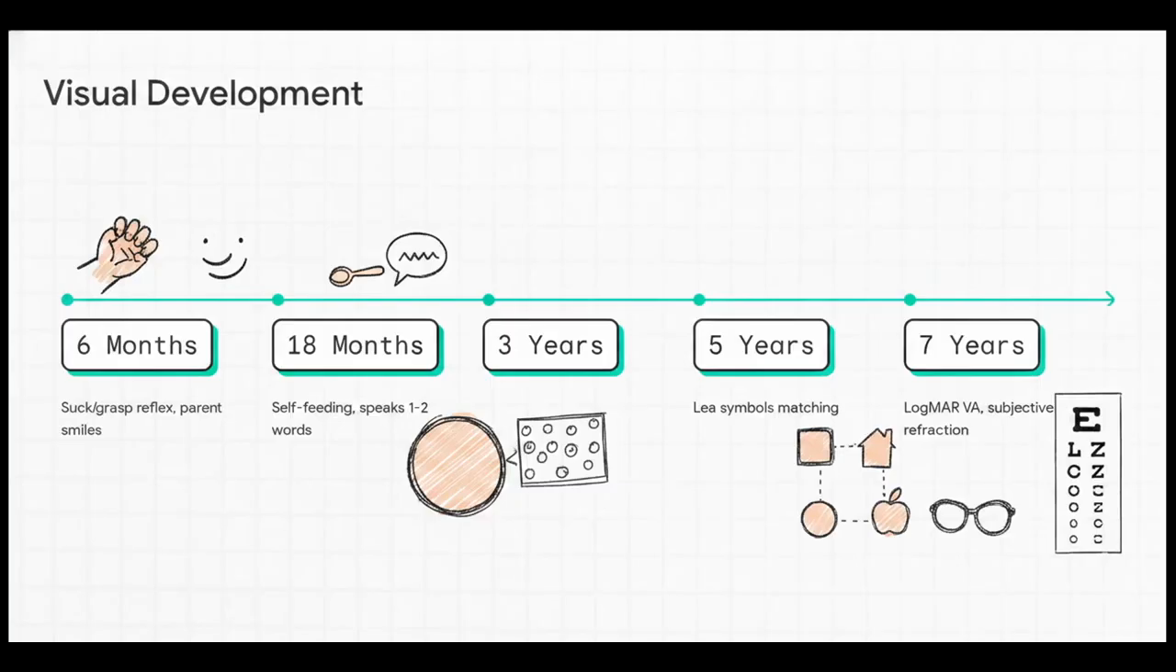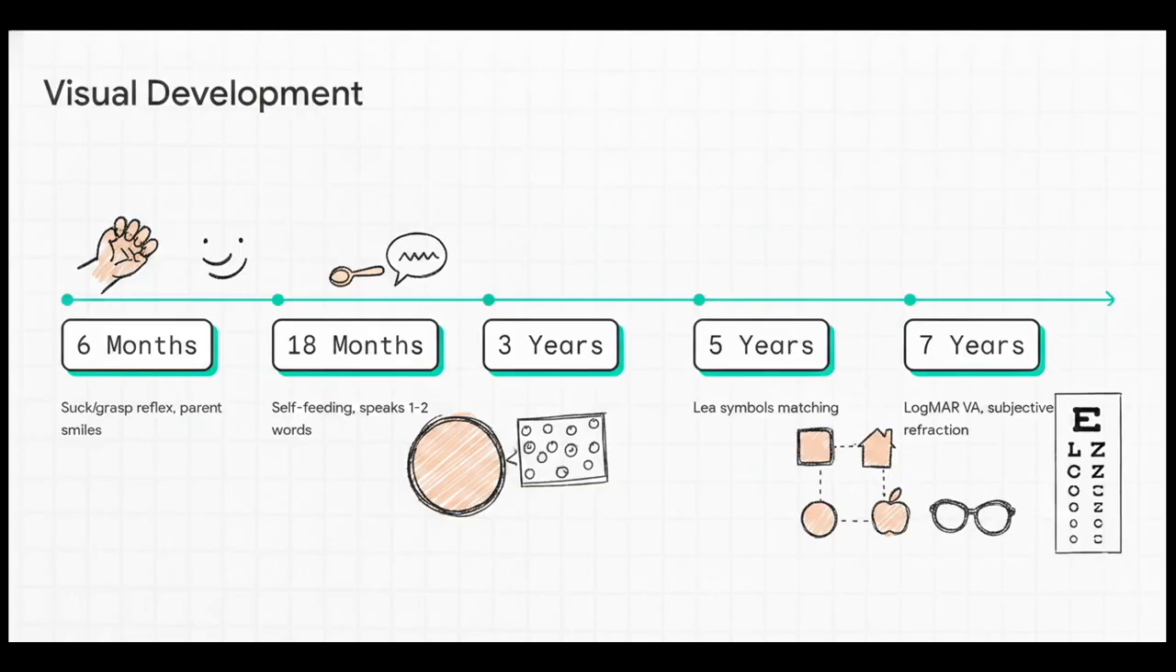So it's absolutely essential to understand that a healthy eye physically changes shape and elongates during childhood to achieve clear vision. It's wild. This timeline maps out those critical developmental milestones right alongside a child's visual capabilities. And the testing beautifully evolves as the child grows. Like at 6 months, an infant is really just mastering that suck and grasp reflex and offering up a few smiles. By 18 months, we're seeing self-feeding and speaking their first couple of words.